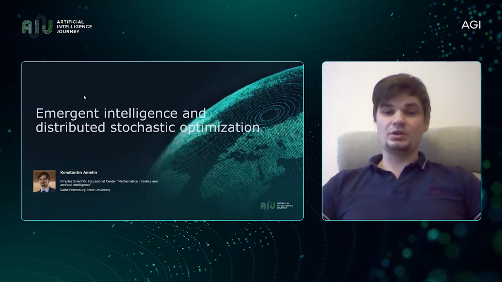In my presentation, I would like to share with you something about an interesting type of intelligence that is called emergent intelligence. And one of the ways of implementing this emergent intelligence is distributed stochastic optimization.